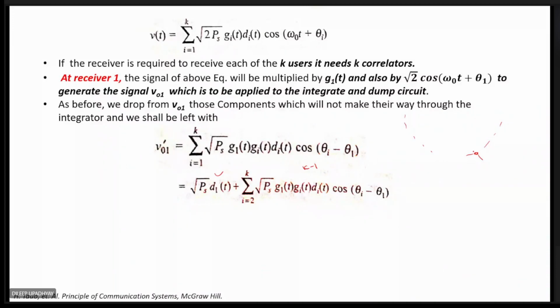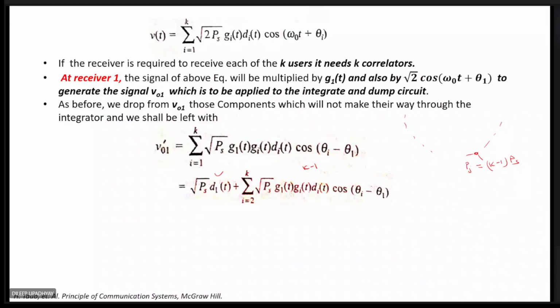The only difference is that the term Pj will be replaced by the sum of the power transmitted by the k minus 1 transmitters, that is k minus 1 times Ps. The rest of the calculations and analysis will remain the same, and we can directly use the expressions we have already derived in the case of single tone interference and jamming.